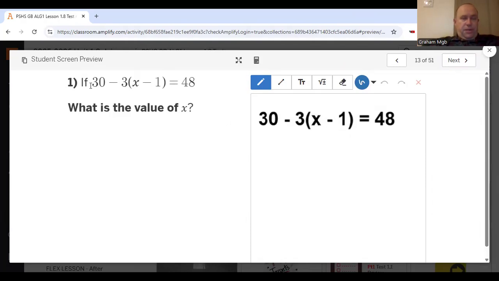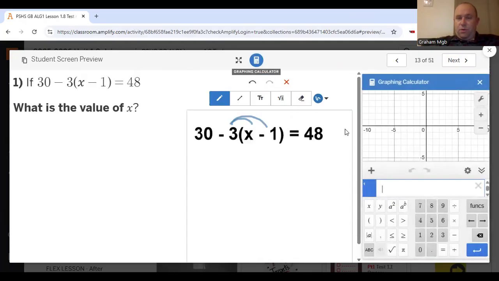And our first equation is this. If 30 minus 3 parentheses x minus 1 equals 48, what is the value of x? So we're solving for x, essentially. The important part about this is we notice there's parentheses here. So through PEMDAS, we want to make sure we get rid of the parentheses first. So when we do that, we want to make sure that this is multiplication. As these two things are next to each other here, we're going to multiply. So we do negative 3 times x, and we also do negative 3 times negative 1.